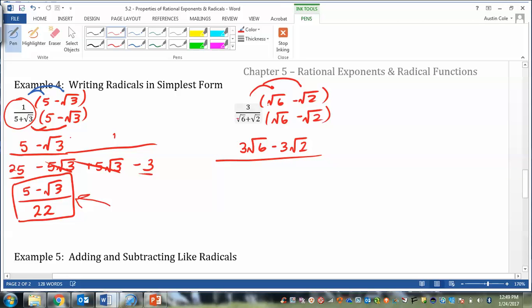And then in my denominator, square root of 6 times the square root of 6 is what? That's just 6, right? Square root of 6 times negative square root of 2 is negative. Guys, if they're both square roots, we can multiply them. So I'm going to call that negative square root of 12. Square root of 2 times 6 is going to be positive square root of 12. And then lastly, square root of 2 times negative square root of 2 is going to be negative 2. So again, these will cancel. In my numerator, I have 3 square root of 6 minus 3 square root of 2 divided by 6 minus 2 is 4.